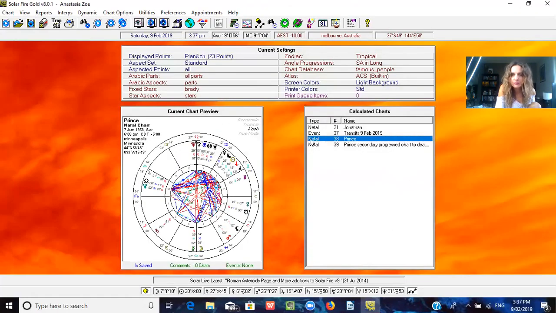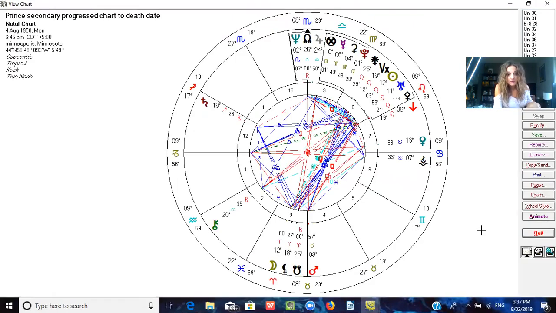Sorry, wrong chart. This chart here. Now, you can see up here I've written Prince secondary progress chart to death date. Now, look at this date here, 4th of August, 1958 at 6:45 p.m. It's for the same location of his birth. Now, this is how secondary progressions work, right? Actually, I don't really want to go into explaining secondary progressed methods because that's a whole course. That's not a 5-minute conversation.